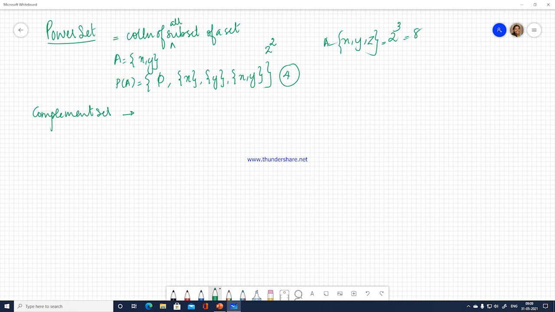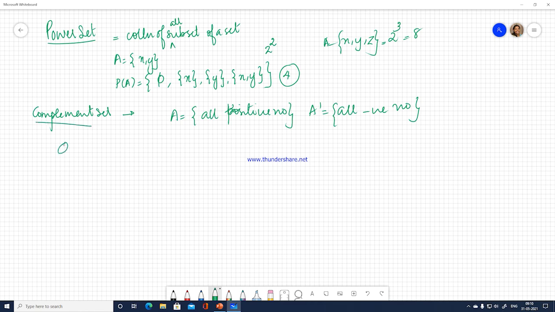So if I say A is all positive numbers, then A complement means all negative numbers. A complement will be a set with all negative numbers. This is what a complement set is.